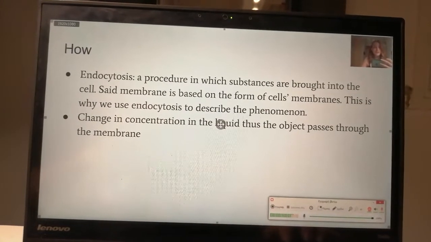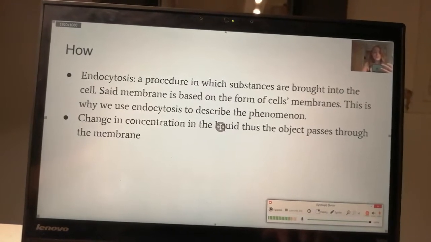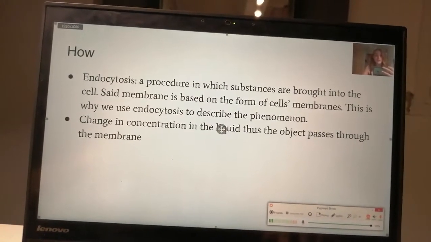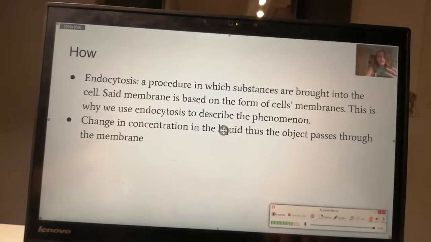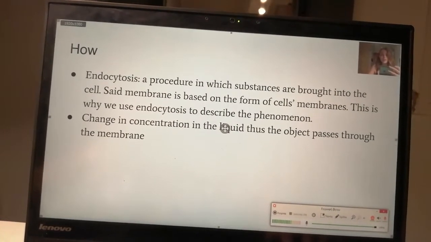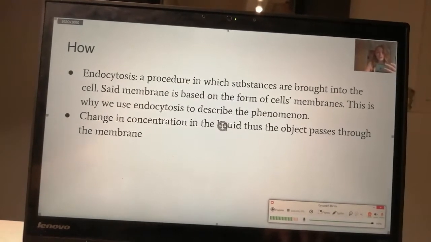Basically, how all this happens is through a process called endocytosis, which is a procedure in which substances are brought into the cell. Said membrane is based on the form of cell membranes. This is why we use endocytosis to describe the phenomenon. We change the concentration in the liquid, and thus the object passes through the membrane.